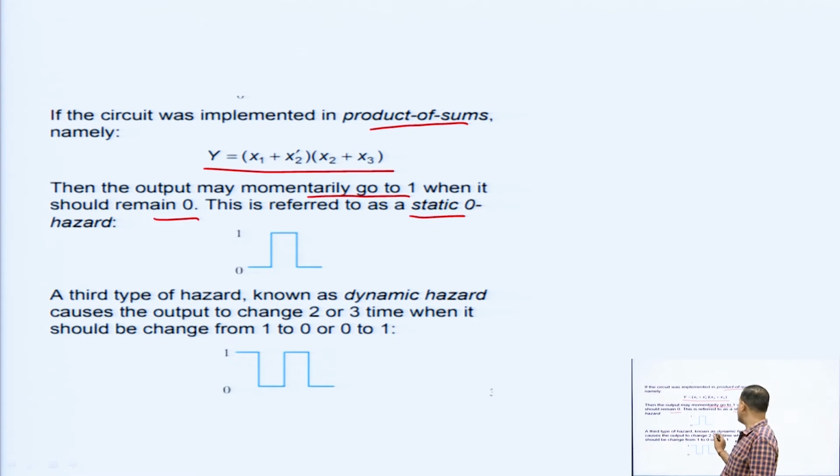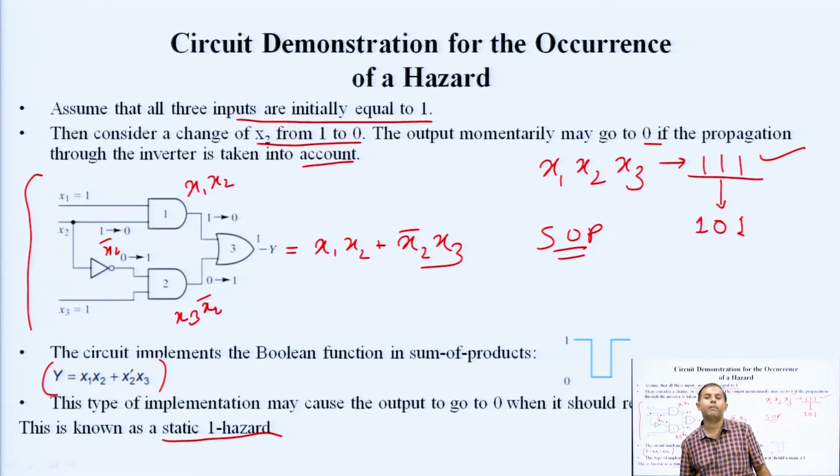A third type of hazard, also known as dynamic hazard, causes the output to change 2 or 3 times when it should be changed 1 to 0, or 0 to 1. Already we have discussed dynamic hazard. So, by using this example, we have demonstrated the static 0 hazard as well as the static 1 hazard, right.